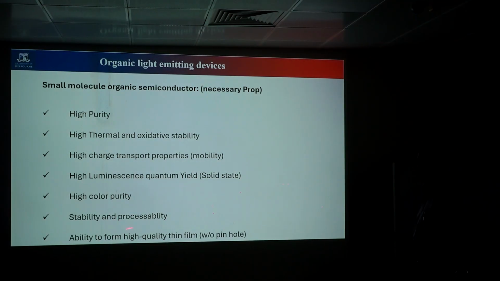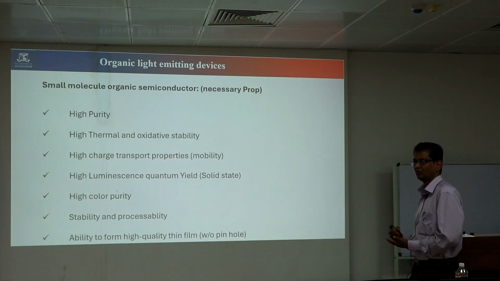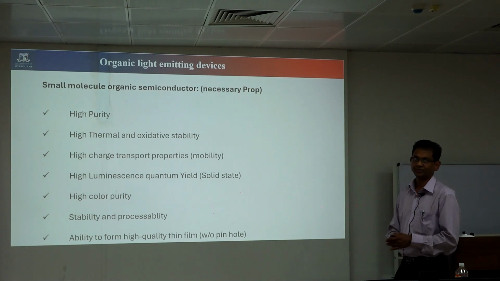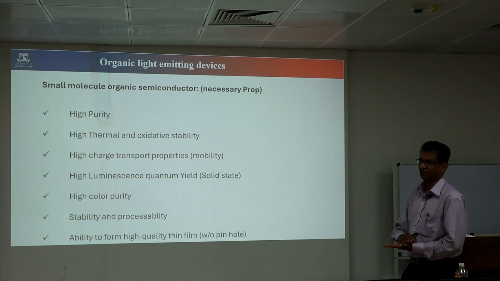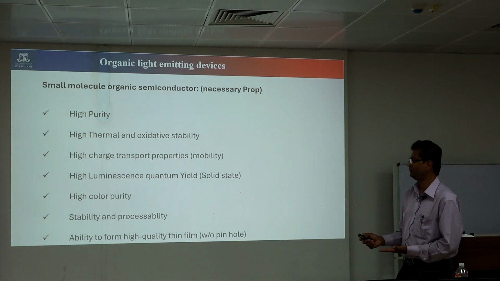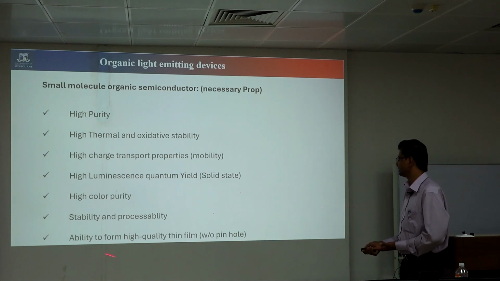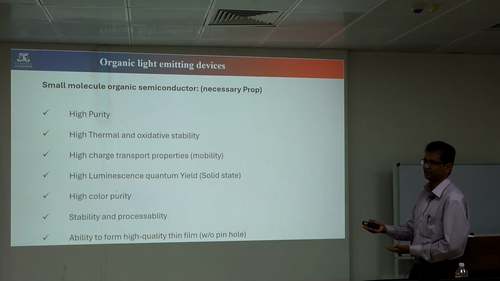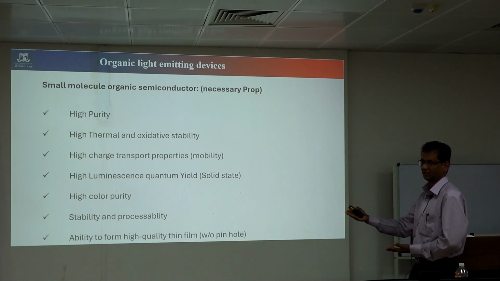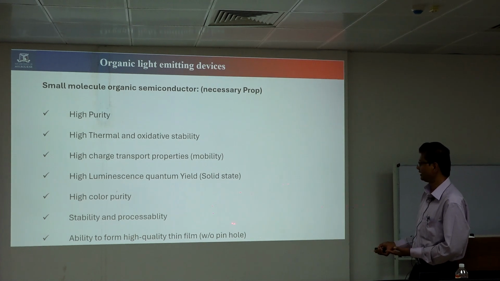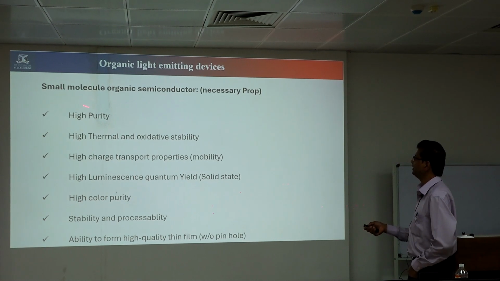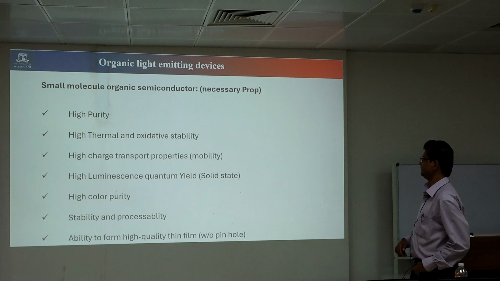high quality thin film making, because these are all working with spin coating and evaporation techniques. It should make a very uniform and pinhole-free film, because pinholes introduce defects, and then eventually the device can be degraded. So it should form a very high quality film. These are some of the characteristics of a good organic semiconductor material.